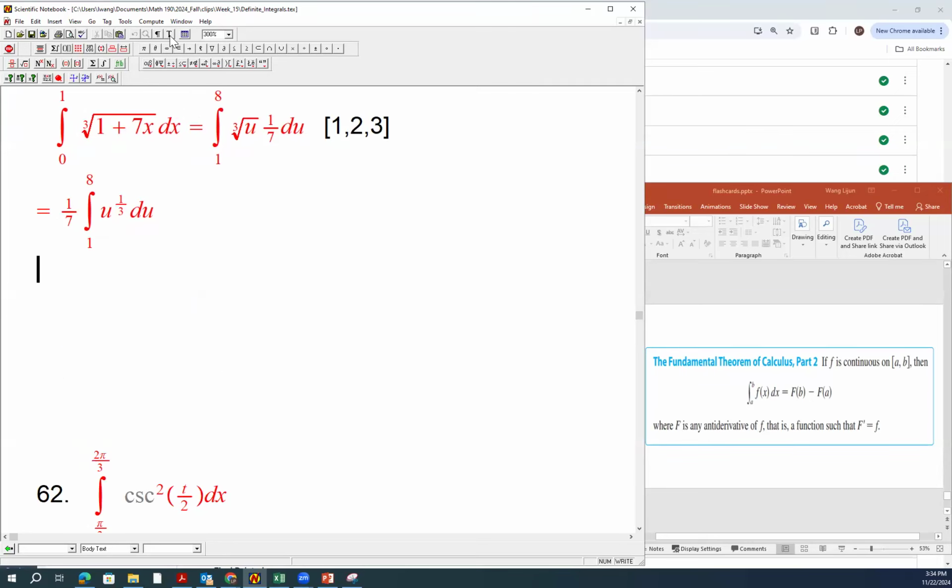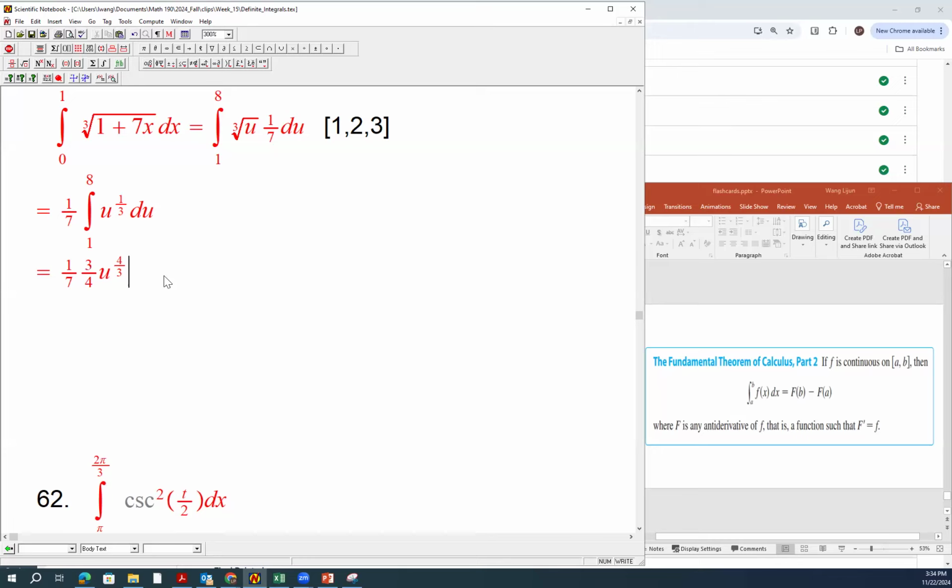Power rule. 1/7, and then 1/3 plus 1, so u raised to the power of 4/3. 1/3 plus 1 is 4/3. And this is under 1. Of course, you can reduce it, because this is 4/3, so this is going to be multiplied by 3/4.